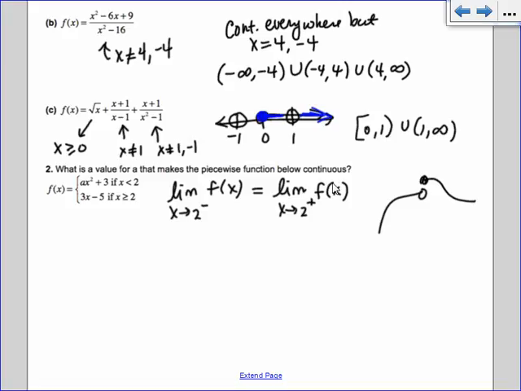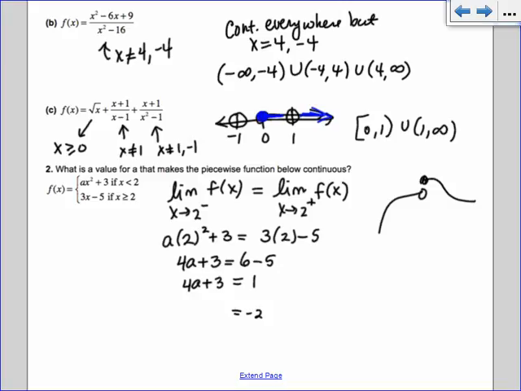As we plug in 2 for x into the first one, we get a times 2 squared plus 3 equals 3 times 2 minus 5. So I get 4a plus 3 equals 6 minus 5, so 4a plus 3 equals 1. So I get 4a equals negative 2, so a is negative 1/2. If a is negative 1/2, then when you plug in 2 for both of the sides, you're going to get them matching up and being at the same value. Does that make sense?